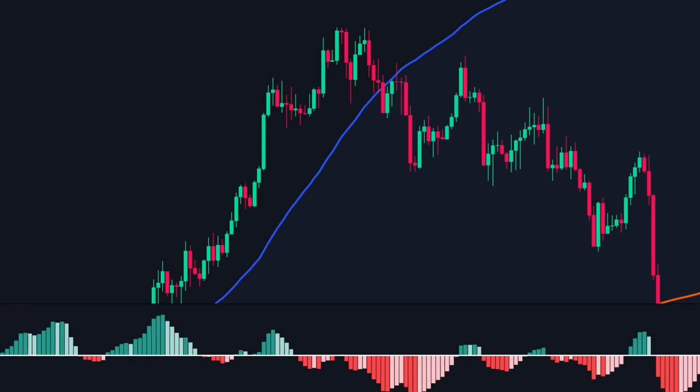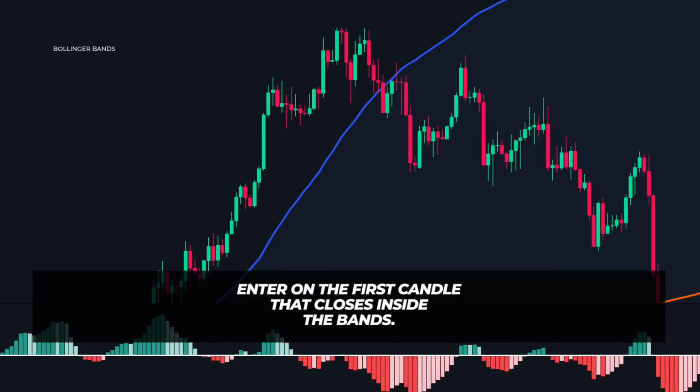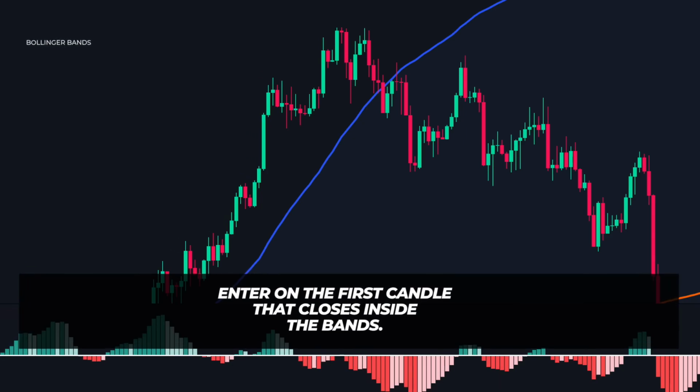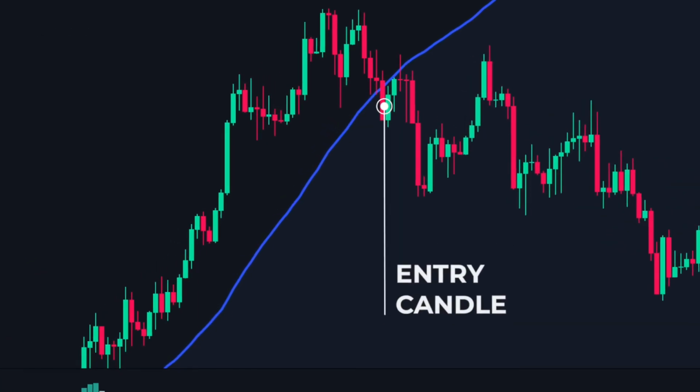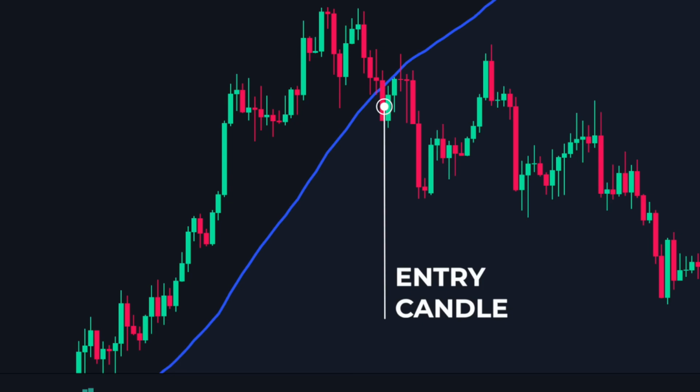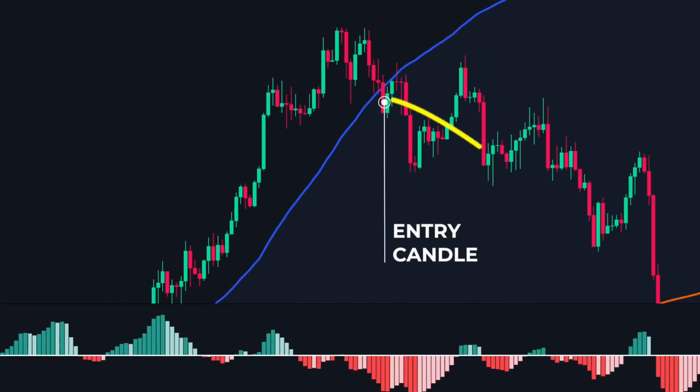For this strategy, our entry occurs on the first candle that closes back inside the bands. So this will be our entry candle. And as you can see, the price made a solid down move after our entry. Moving on to buy trade.